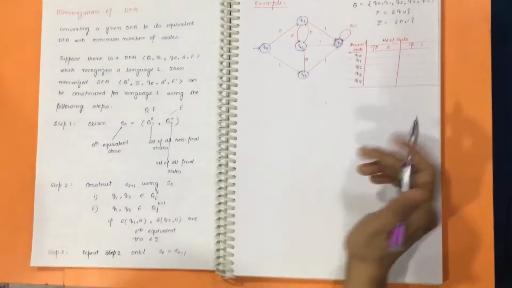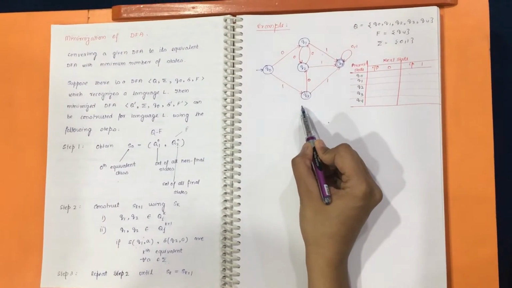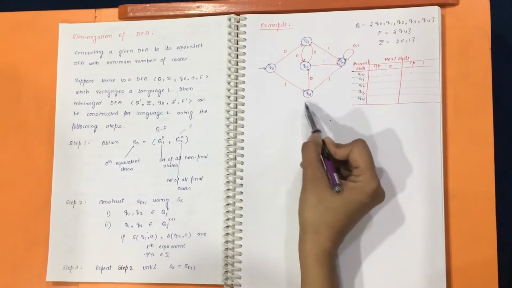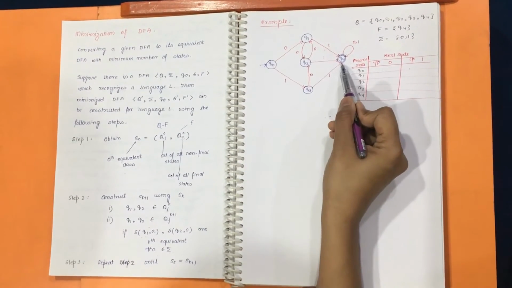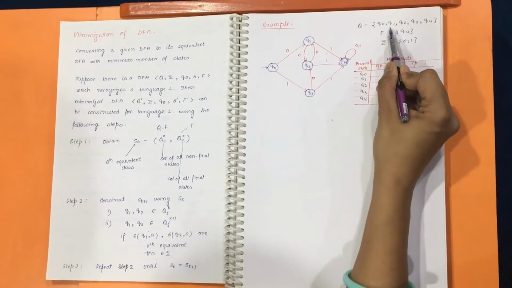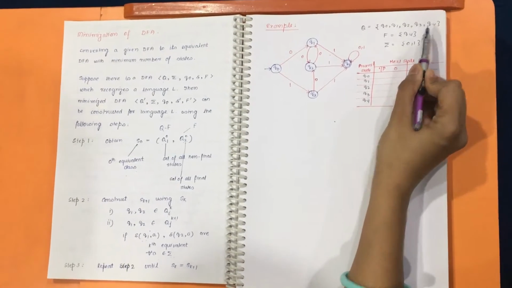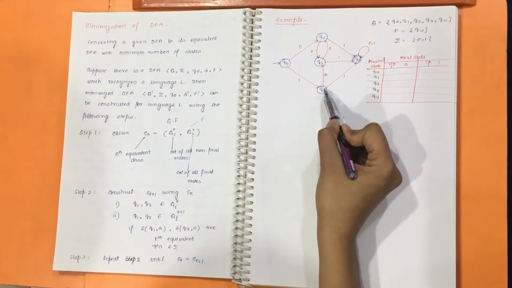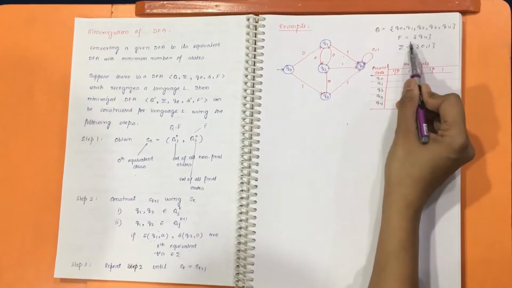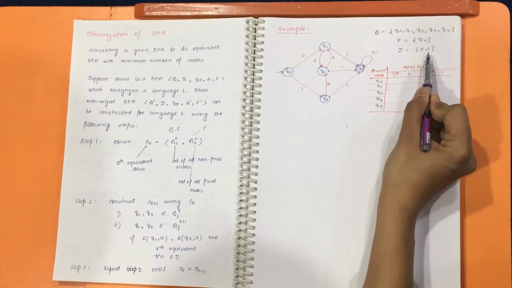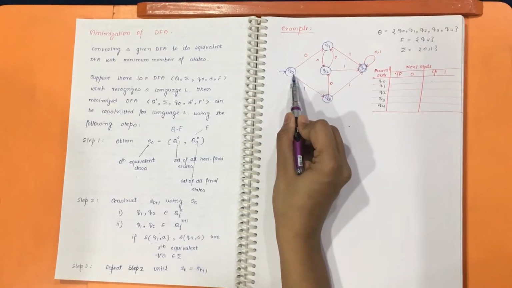So now we'll take one example. In this example there are 5 states: Q0, Q1, Q2, Q3 and Q4. Transitions are marked in this diagram. This is a DFA where the final state is Q4, the alphabet is 0, 1 and the start state is Q0.